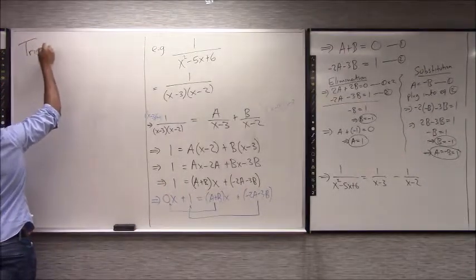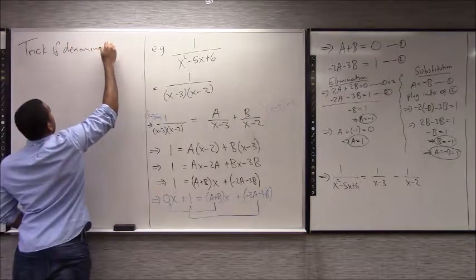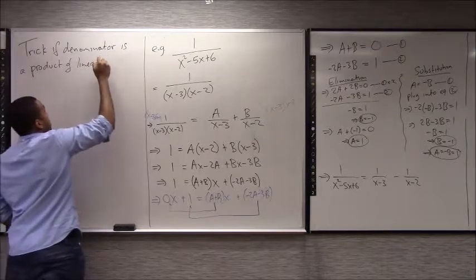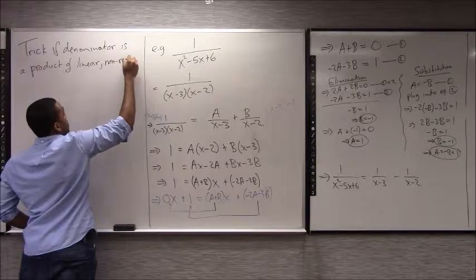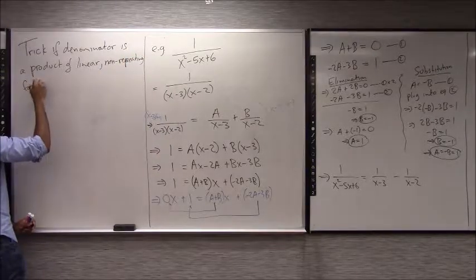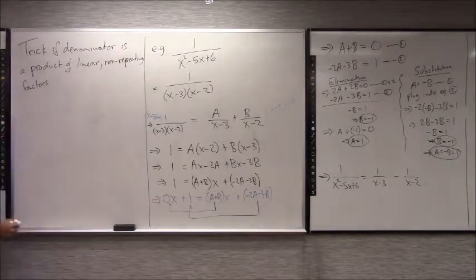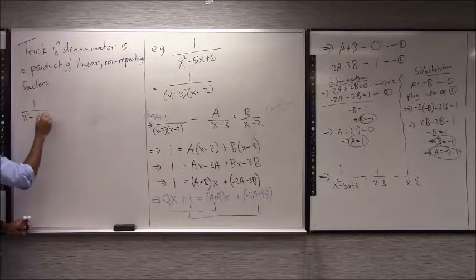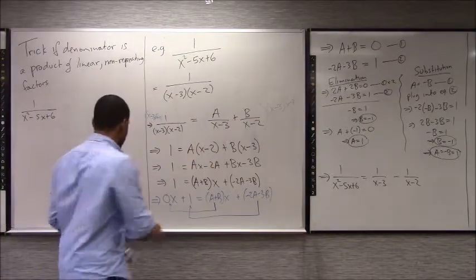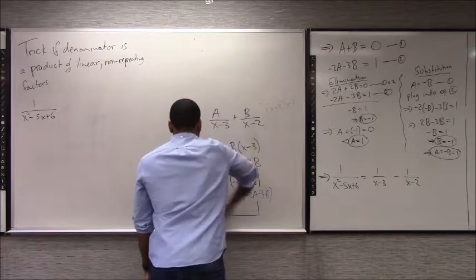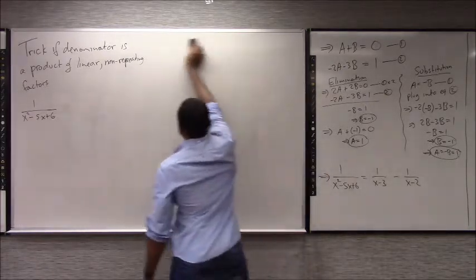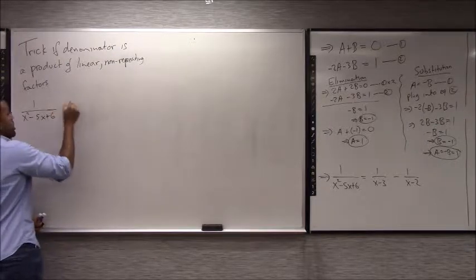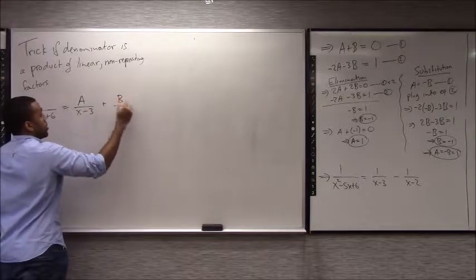So here's a trick. If the denominator is a product of linear, non-repeating factors, so you can't have a multiplicity higher than 1, which this guy clearly qualifies. Okay. So if you have something like this guy here, right? You could actually skip all this work and do it mostly in your head. It's an application of the residue theorem. So you know that this would break up into a over x minus 3 plus b over x minus 2.